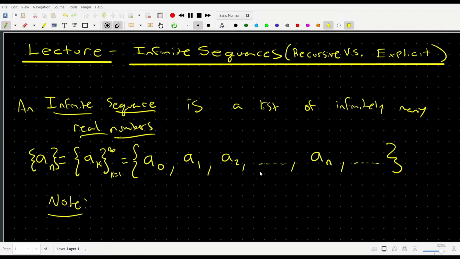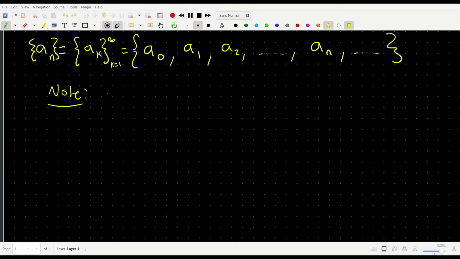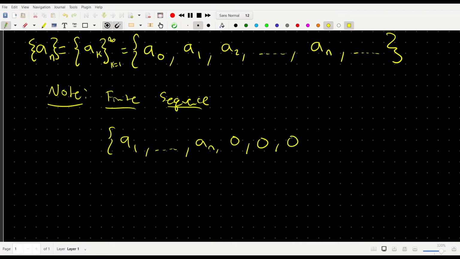I also want to make a note here that a finite sequence, say a sequence of values A1 up to AN, can also be described as an infinite sequence that has zeros on its tail, or the end of the sequence. And one of the things that we're very interested in, in mathematics and more so in applied mathematics, is the limit of such a sequence.